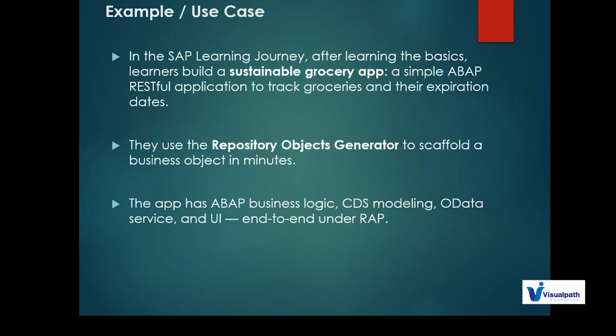And they use the repository object generator. This we will be seeing when we work on RAP. This is the repository object generator, which actually generates the required objects. Whenever it is used, we will be looking into it. When we are using the CDS views, we will be seeing this repository object generator. Okay. And the app has business logic. It has CDS modeling as well, and it uses OData services. It is actually an end-to-end RAP.